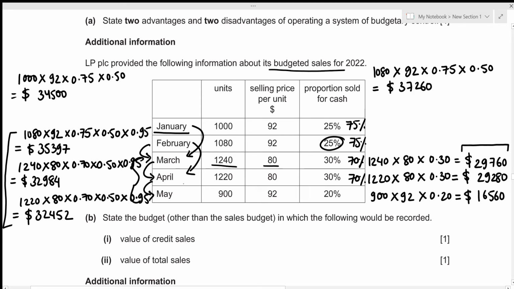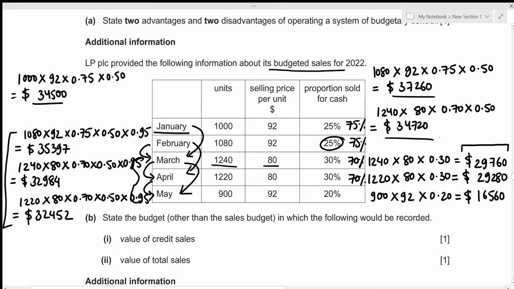Let's repeat the same process for the sales made in March, for which half of the credit sales will be paid in the month of May. So that's just going to be the number of units 1240 times the selling price of 80 times the credit proportion of 70%, and we're only paying half of it, so that's 0.50. So this gives the total trade receivables received in the month of May to be 34,720.